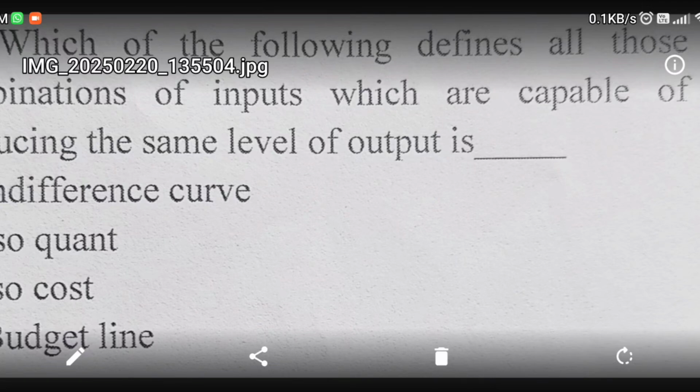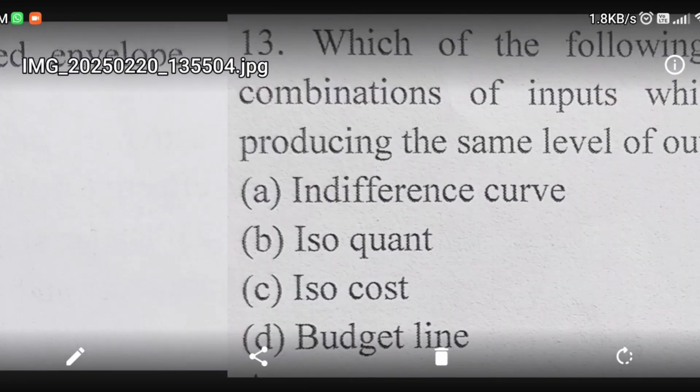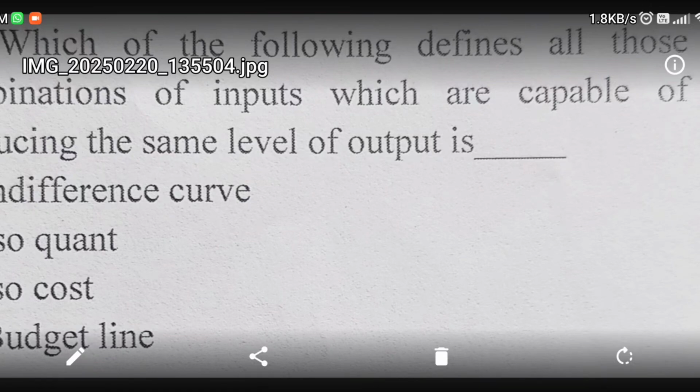Which of the following defines all those combinations of inputs which are capable of producing the same level of output? B is the right answer, isoquant. It is related to production. An isoquant is a curve in microeconomics that represents all possible combinations of inputs, labor and capital, that will produce a specific level of output. Iso means equal, quant means quantity. Therefore, an isoquant curve shows all combinations of inputs that yield the same level of output. The answer is isoquant. B is the right answer.